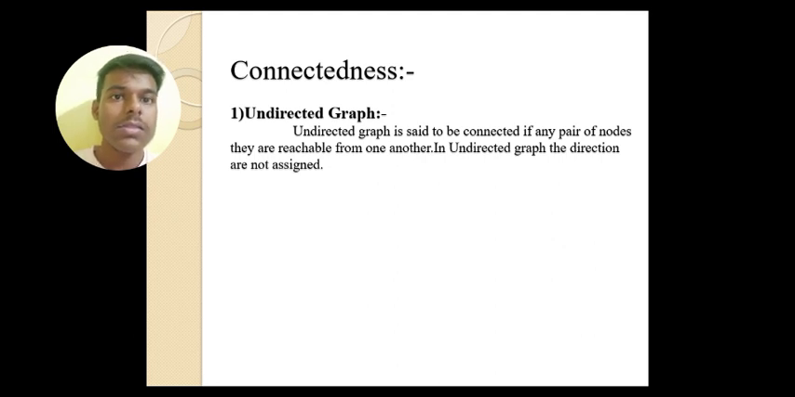In connectedness, there are two types of graph included. The first type is the undirected graph and the second type is the directed graph. An undirected graph is a graph in which no direction is present. An undirected graph is said to be connected if any pair of nodes is reachable from one another.